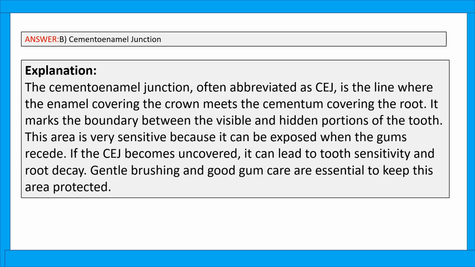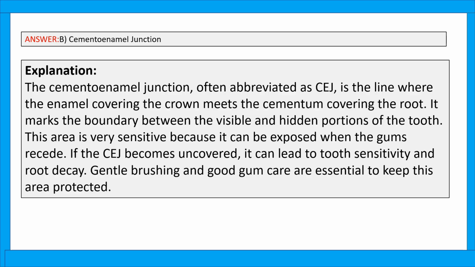covering the root. It marks the boundary between the visible and hidden portions of the tooth. This area is very sensitive because it can be exposed when the gums recede. If the CEJ becomes uncovered, it can lead to tooth sensitivity and tooth decay. Gentle brushing and good gum care are essential to keep this area protected.